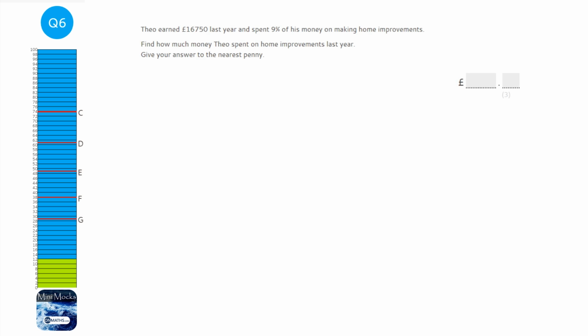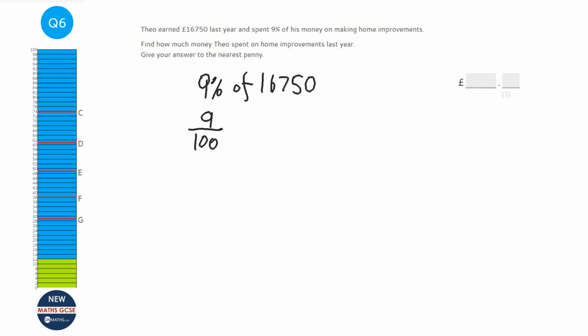Okay, so this question is basically asking you to find 9% of 16,750. Now, because it's on the calculator paper, there's a much easier way to do it using the calculator. Without a calculator, you'd work out 1% and then you times that by 9, or work out 5% and 4% and add them together. But with a calculator, you just need to know that percent means per 100. So 9% is the same as 9 over 100.